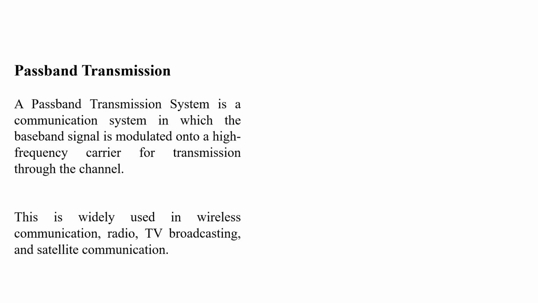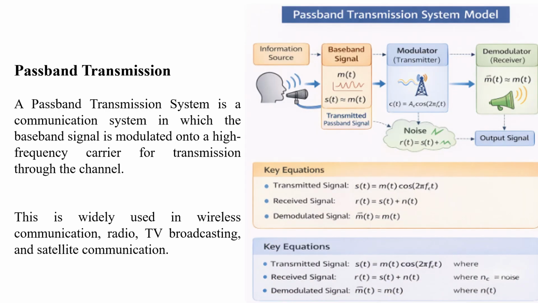So first question is, what is this passband transmission system? Passband transmission system is a communication system in which the baseband signal is modulated, right? There are two types of transmission system, baseband and passband. Baseband means no need to modulate, and passband means you are using a higher frequency for modulating, so the baseband signal is modulated onto a high frequency carrier for a transmission channel, right?